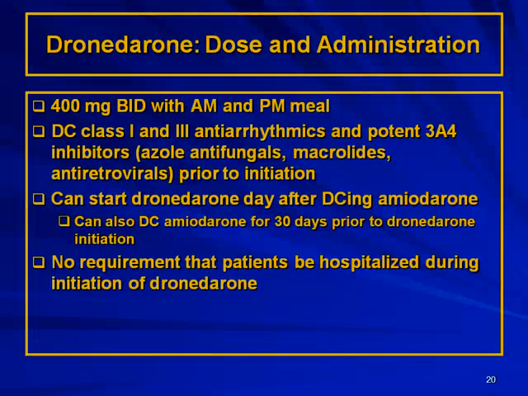The other recommendation is to stop Class 1 and Class 3 antiarrhythmic drugs and other potent 3A4 inhibitors, drugs like azole antifungals, certain macrolides, certain antiretrovirals, prior to starting dronedarone. The question that comes up frequently is, what do we do in the patient who's on amiodarone and is having a side effect, let's say, or it didn't work, and you want to switch from amiodarone to dronedarone?